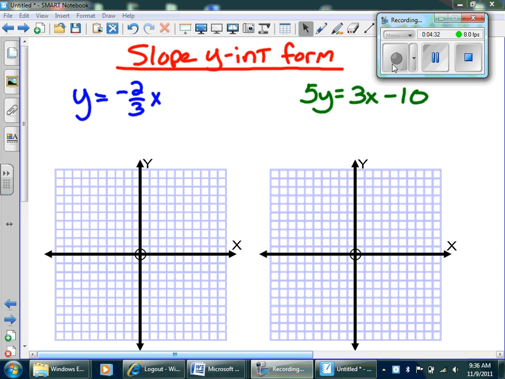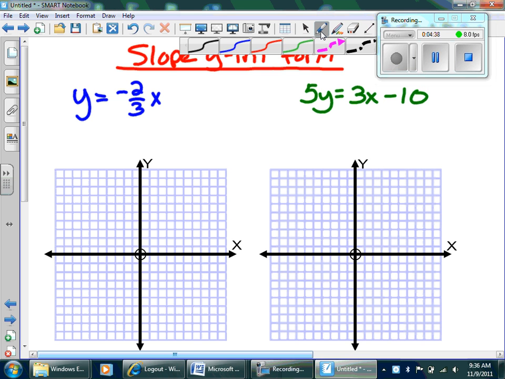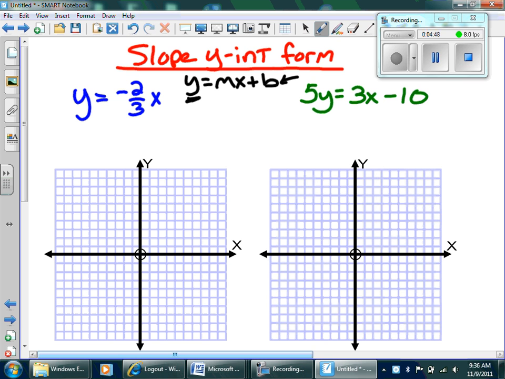Okay, now we're going to review how to graph in slope y-intercept form. Remember, my general form of slope y-intercept form looks like this. Y equals mx plus b. And the y must be alone. When the y is alone, the b is my y-intercept, and the m is my slope, my movement.